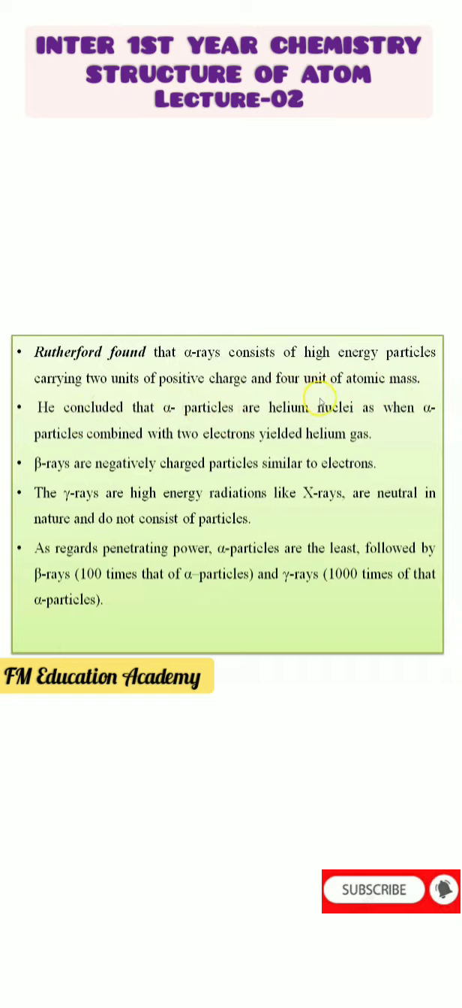So this thin gold foil has a circular fluorescent zinc sulfide screen, you can see here. Whenever alpha particles strike this screen, it hits many times on this zinc sulfide screen. So what happens? A tiny flash of light will be produced at that point.